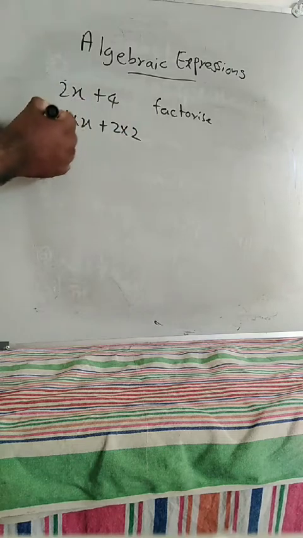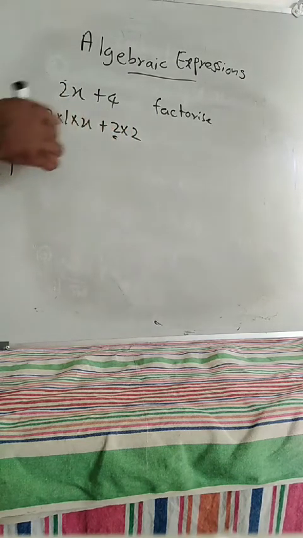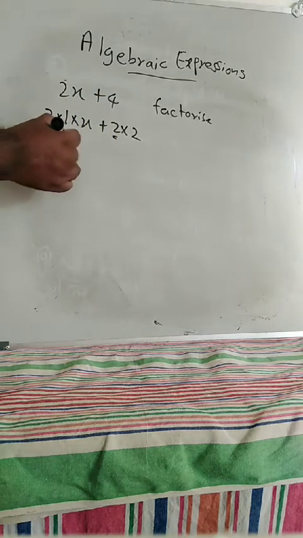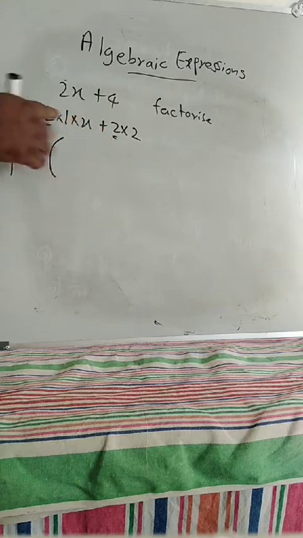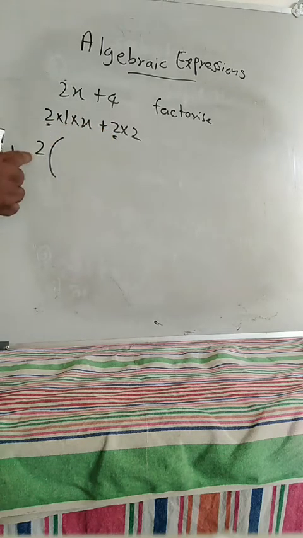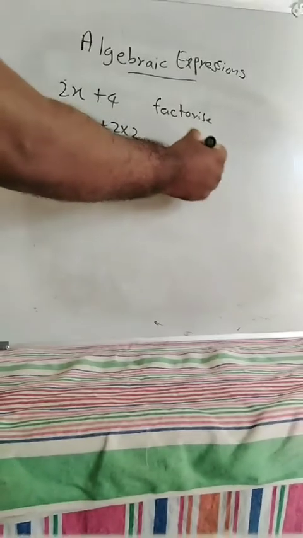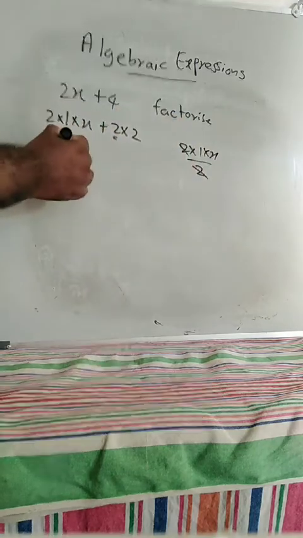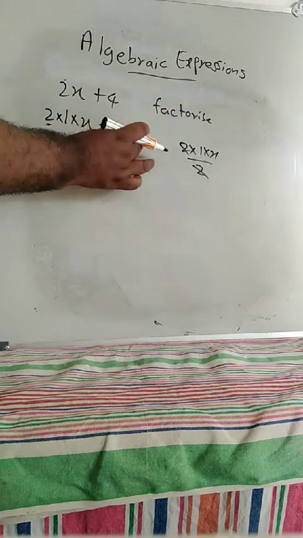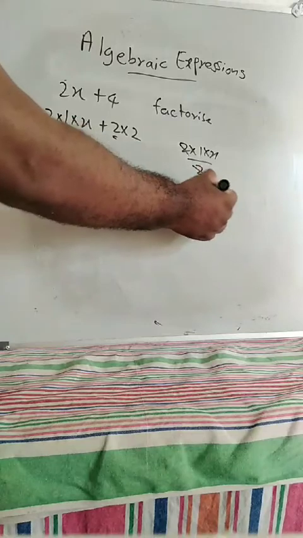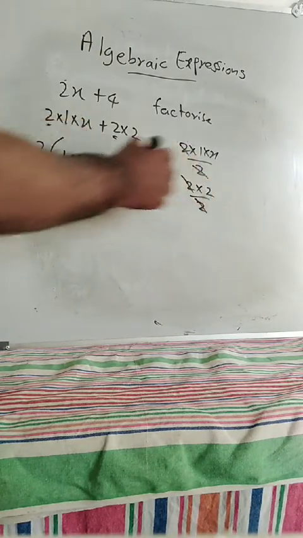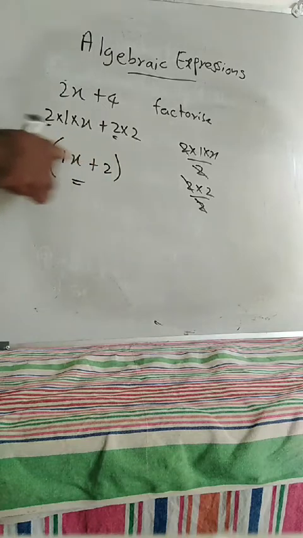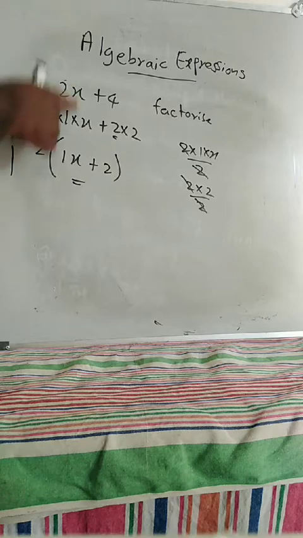Here you can see 2 is common to both of these terms. Then I can write 2 in front and brackets, because 2 is common to both. Then divide each term by 2. When 2 into 1 into x is divided by 2, the 2s cancel, and 1x remains. Plus, then 2 into 2 divided by 2, the 2s cancel, and 2 remains. Here this is the answer: 2 times x plus 2.